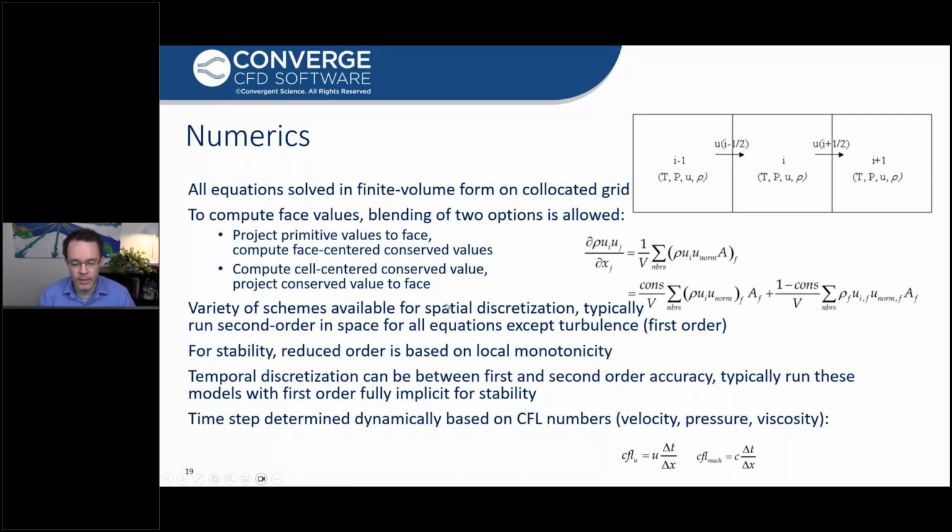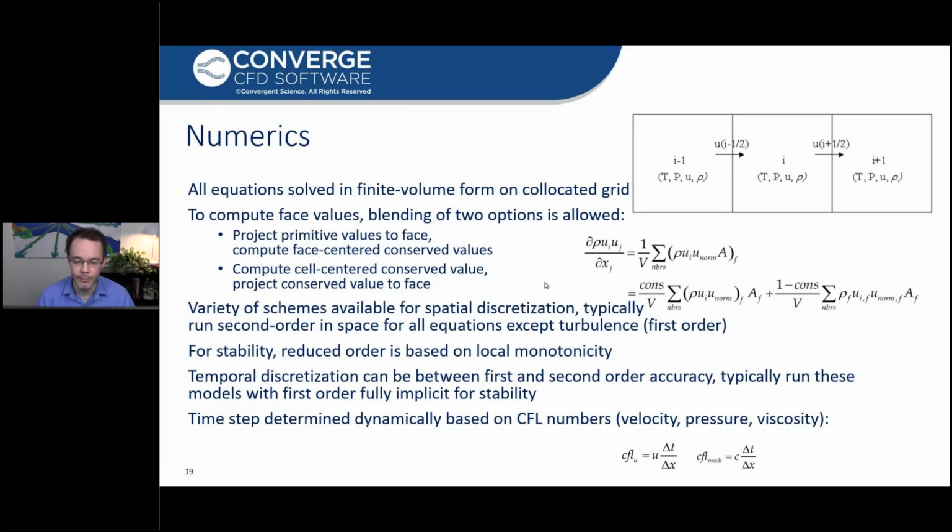There are several schemes for the spatial discretization available, including variations between second order and first order, as well as Converge's unique monotonicity-based flux limiter to preserve the stability of the scheme. Typically, first order temporal accuracy is used for the VOF problems, although Converge does have a general treatment to allow anywhere between first and second order.